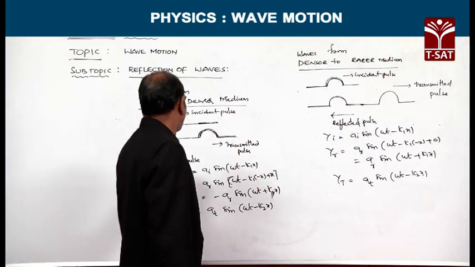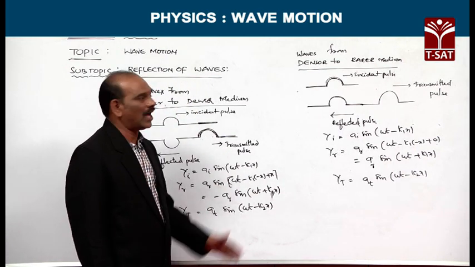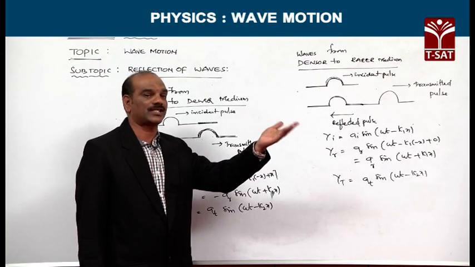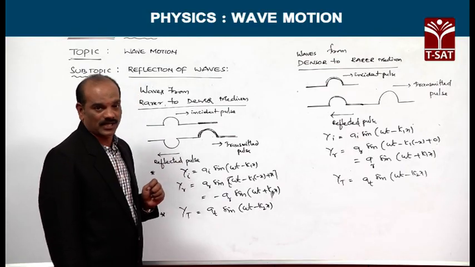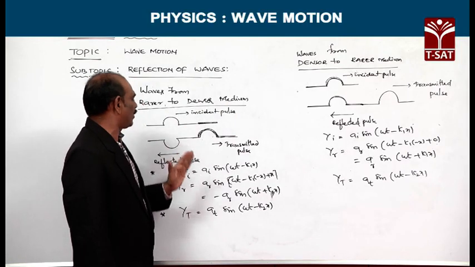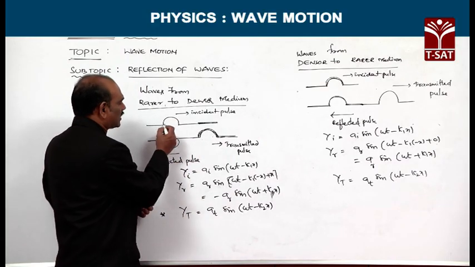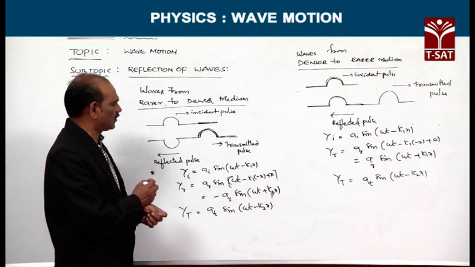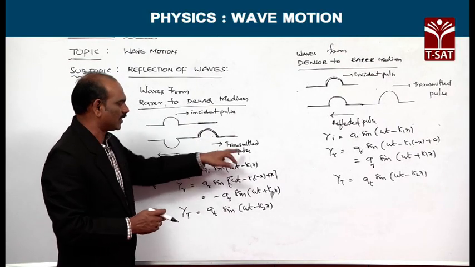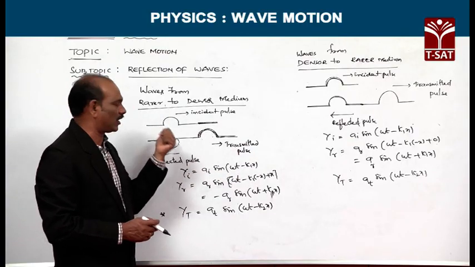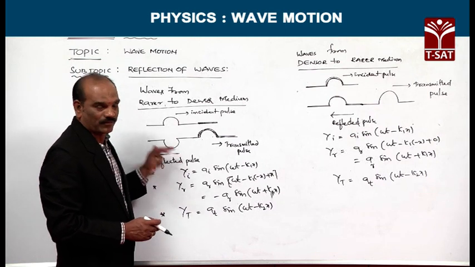So let us see, when a wave is propagating from a rarer to a denser medium or from a denser to a rarer medium, how the reflection takes place and how the transmission takes place. Let us see, the wave pulse is propagating from a rarer to a denser medium. This is the crest of the incident pulse. This is the rarer and this is the denser medium. The transmitted pulse is like this. After reflection, this is what we call the reflected pulse. Crest reflects as a trough.